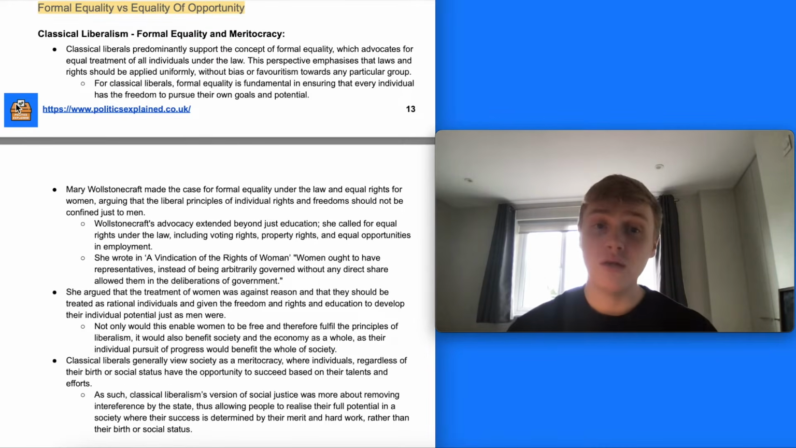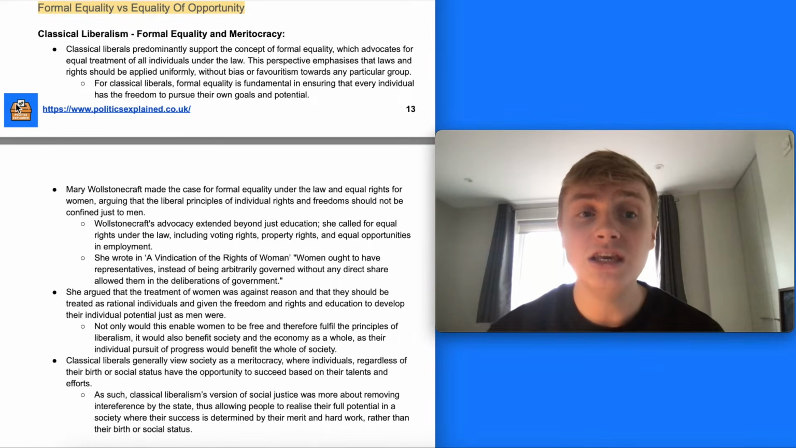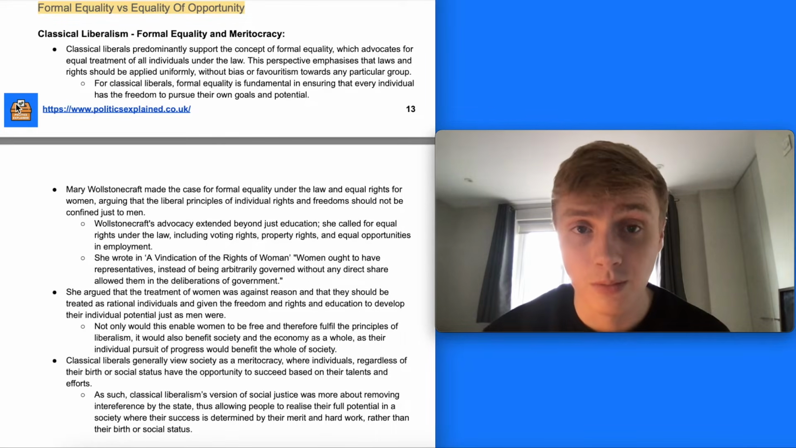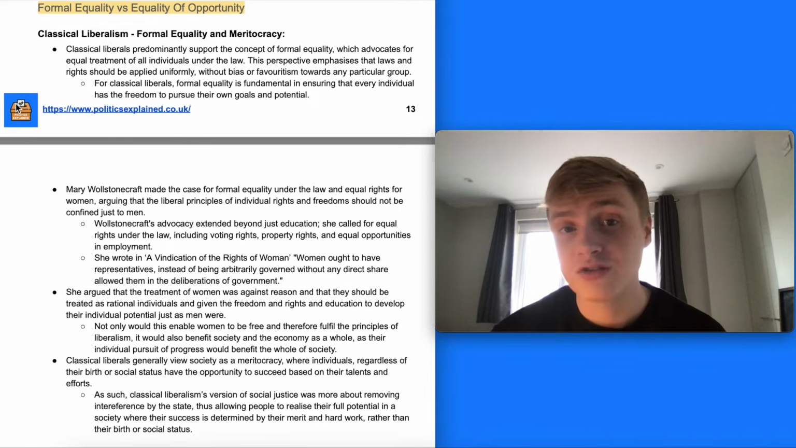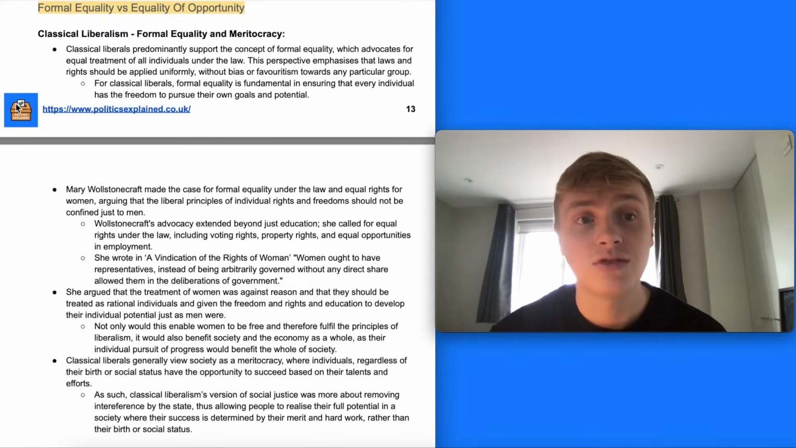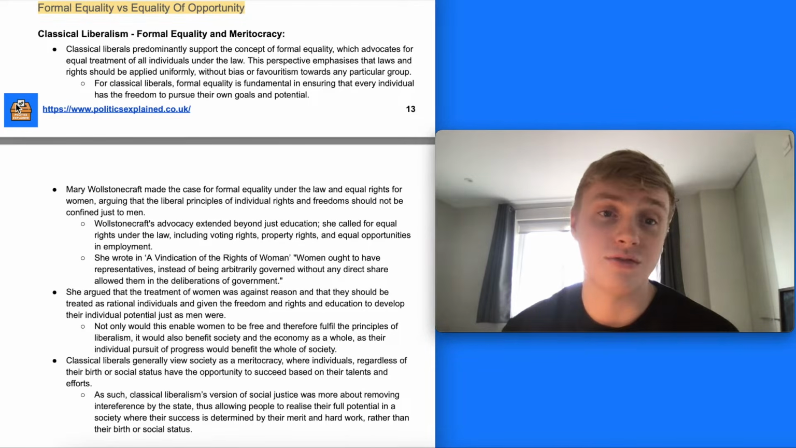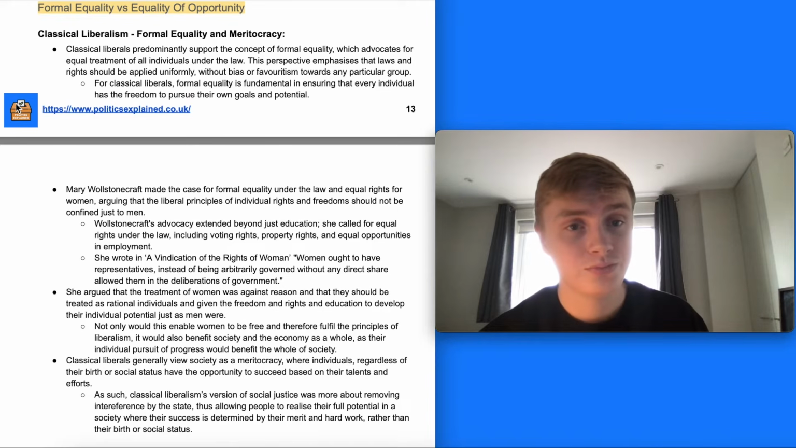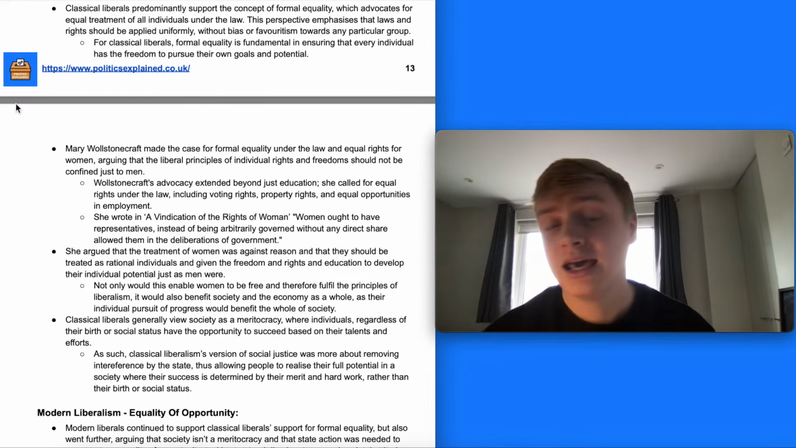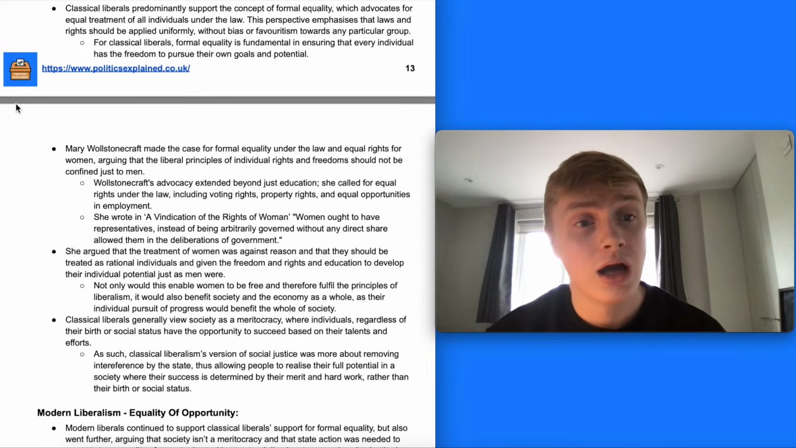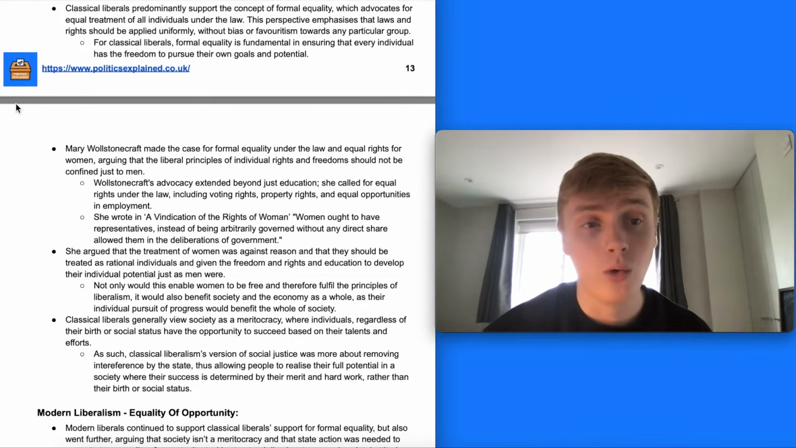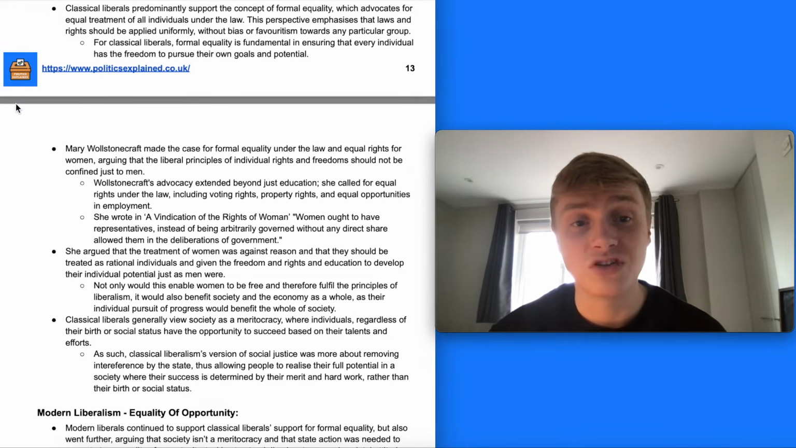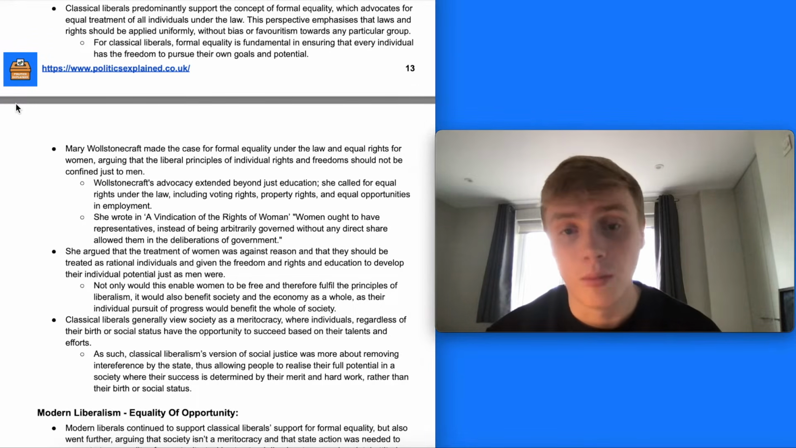So they predominantly support this concept of formal equality, which advocates for equal treatment of all individuals under the law. So it emphasises that laws and rights should be applied uniformly without bias or favouritism towards any particular group. So for classical liberals, this is fundamental to ensuring that every individual has the freedom to pursue their own goals and potential. And Mary Wollstonecraft is really key in setting out this classical liberal view, making the case for formal equality and equal rights under the law for women, arguing that the liberal principles of individual rights and freedoms should not be confined just to men.